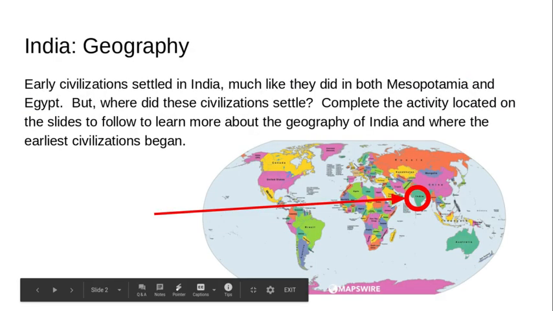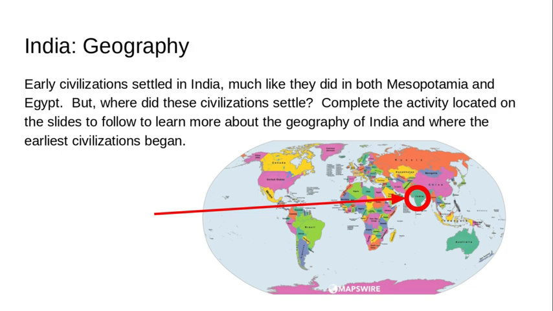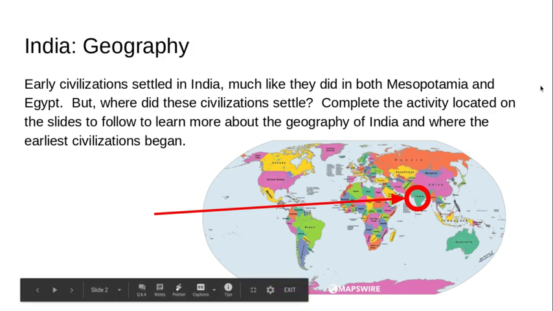So I want you to think about what we've talked about in the past. We learned about the early civilizations of Mesopotamia and Egypt, and the fact that people settled in both those civilizations really because of the resources that were available in the geography. So just like in those civilizations, people also settled in India. You will see India right here on the map. It is circled with the arrow.